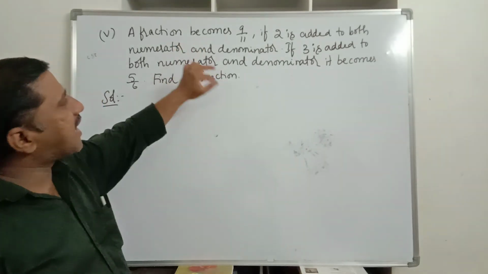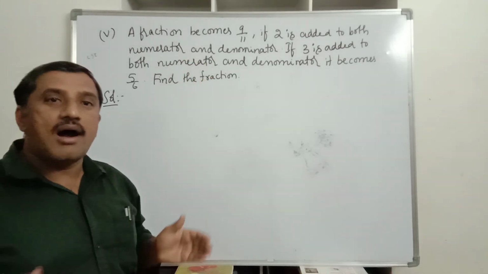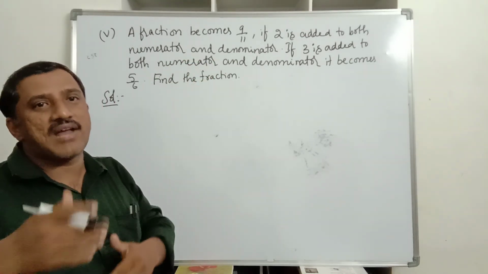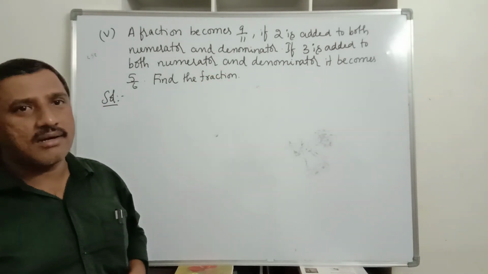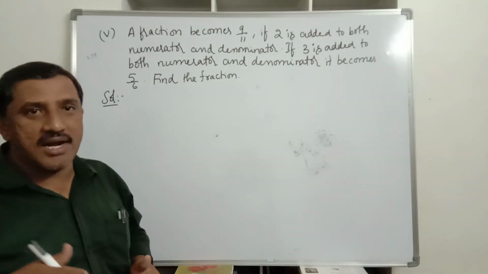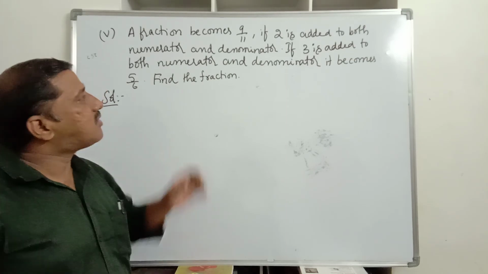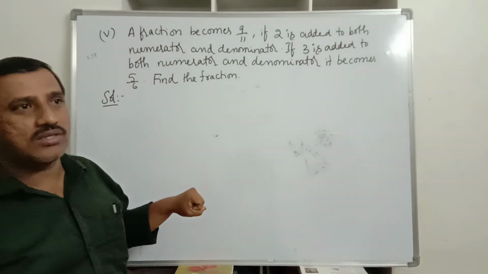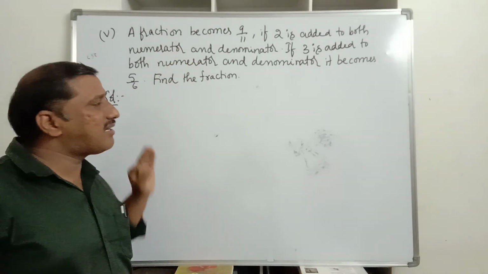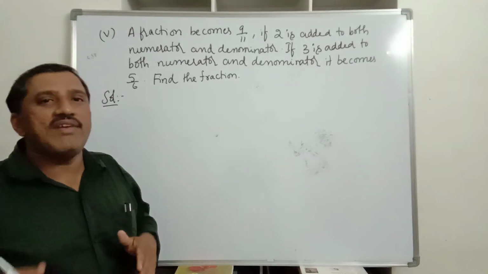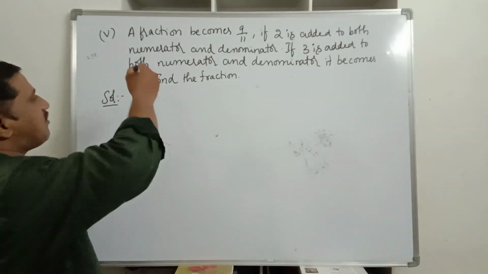Here, in both cases 2 is added or 3 is added. Sometimes 2 is added to the numerator and 3 is subtracted from the denominator, then the fraction will become so and so. Or 2 is added to both numerator and denominator, or 3 is subtracted from both numerator and denominator. Like this, different cases can also be asked in the examination. So clearly read the question, understand the question. From the given two statements, write two equations. Once you write correct equations for the given statements, we can solve those equations and reach our result.